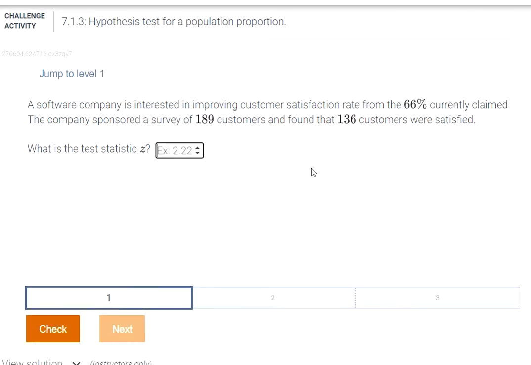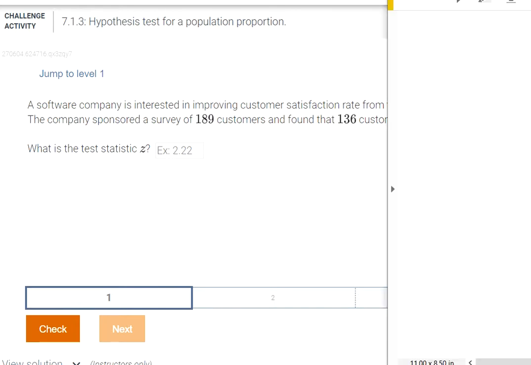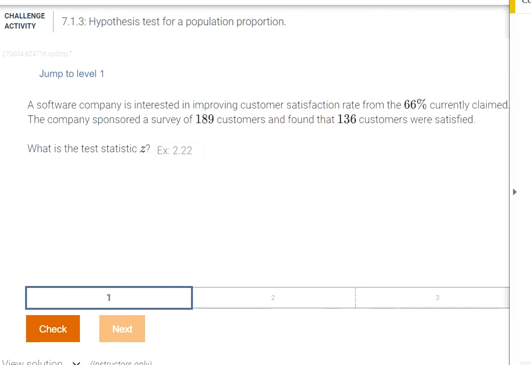A software company is interested in improving the customer satisfaction rate from the 66% currently claimed, and they get this sample. I'm just writing it over here. So they have a sample: they got 189 people, and 136 were satisfied.